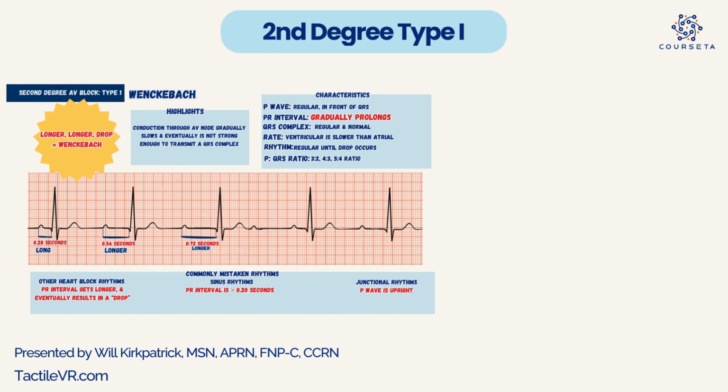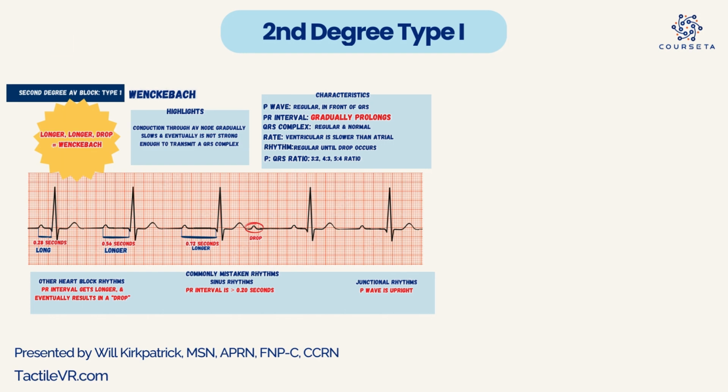So you have your PR interval that's longer, and then look there, you have a drop. So let's actually measure out the PR interval. The first one is 0.28 seconds. The second one is 0.56 seconds. The third one is 0.72 seconds.